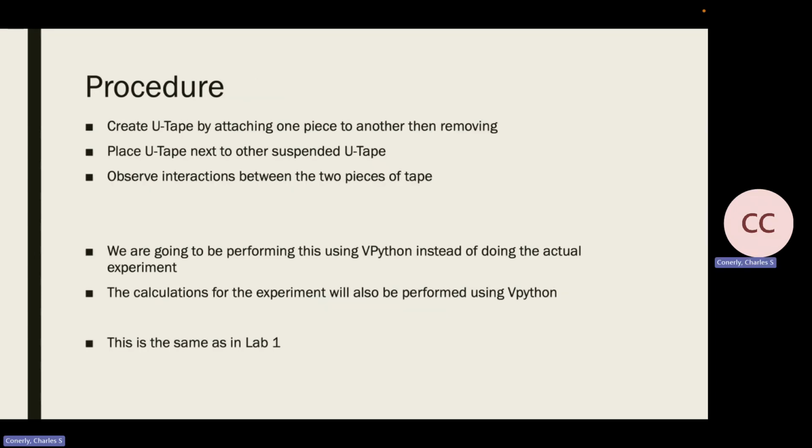Next, the procedure, again, very similar to Lab 1. We're going to create U-tape by attaching one piece to another, then removing. Place U-tape next to other suspended U-tape and observe the interactions between the two pieces of tape. Unfortunately, we do not actually have the materials to perform this experiment, so we are instead going to be using VPython to calculate the results of the experiment and show what the results would look like. And again, this is very similar to the procedure we used in Lab 1.